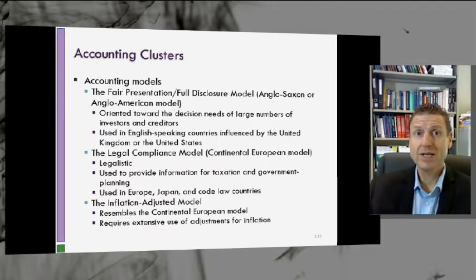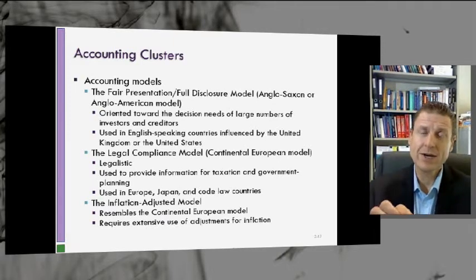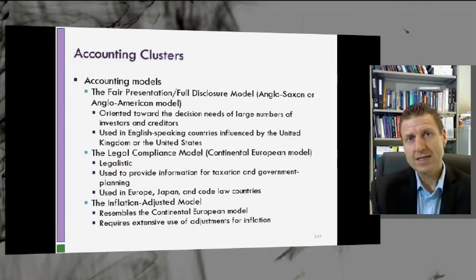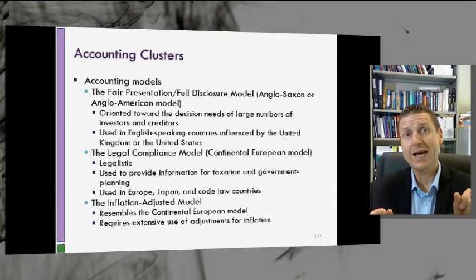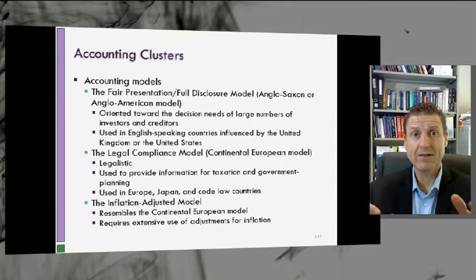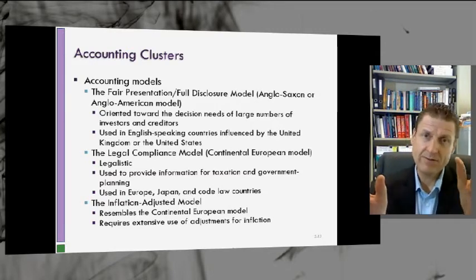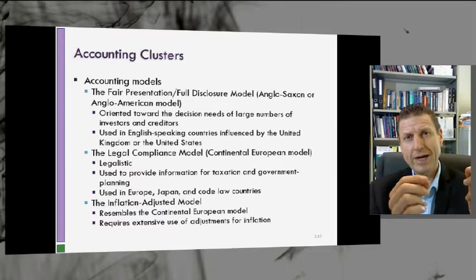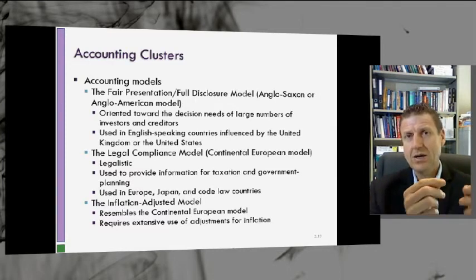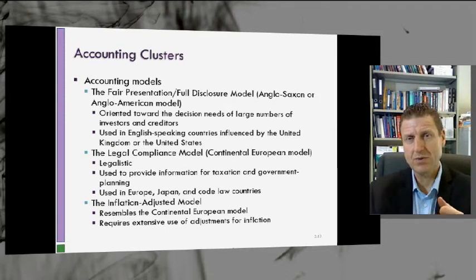Then we have the legal compliance model, as I said earlier, likely related to the code law countries. And this is a continental European model. It's very legalistic. The role of accounting is to provide information for taxation and government planning. Remember what I said earlier? In these type of countries, your taxable income equals your accounting income. Whereas in the Commonwealth law countries, in the first one, under the fair presentation, full disclosure, taxable income is different from accounting income. So therefore you create a deferred tax account that looks for deferred tax assets, deferred tax liabilities. That doesn't exist in these legal compliance, code law countries.